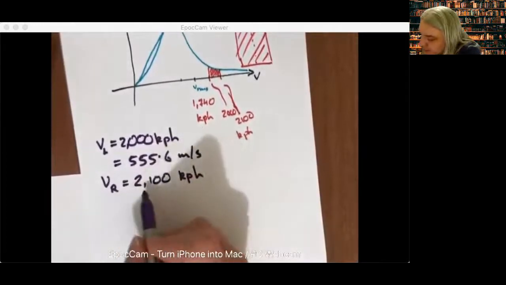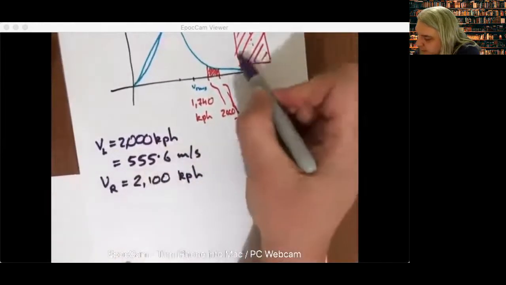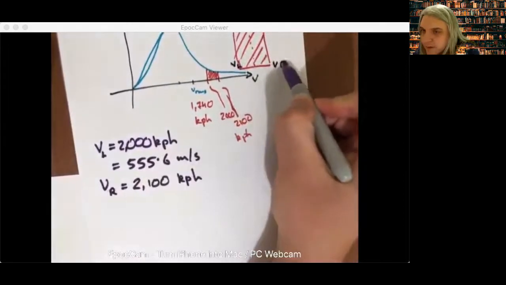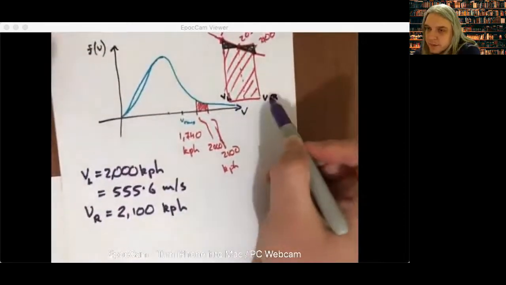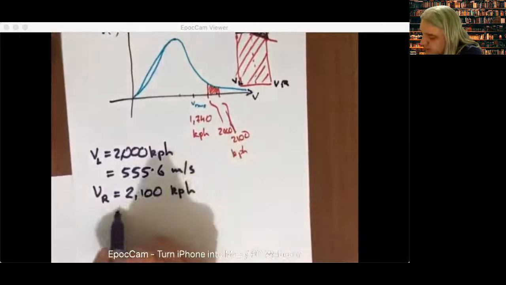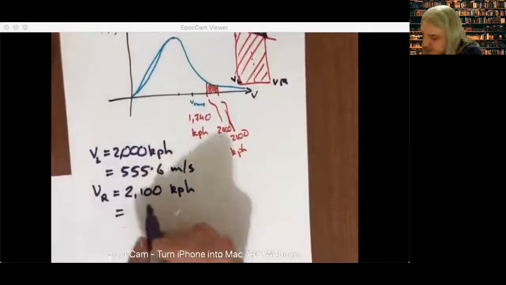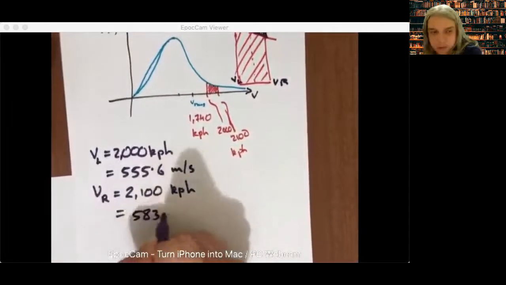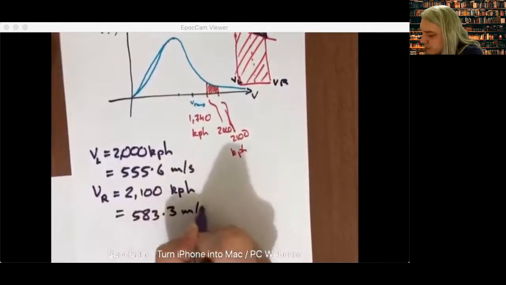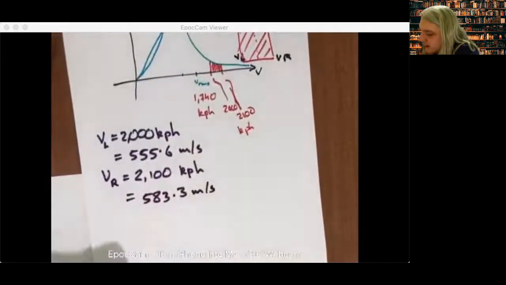And so same thing for the right-hand side, the other end. So we had V left and V right. We've done that one. We do this end. This is 2,100 kilometers an hour, and that comes out to be 583.3 meters per second. And now what we're going to do is get that central value, right?